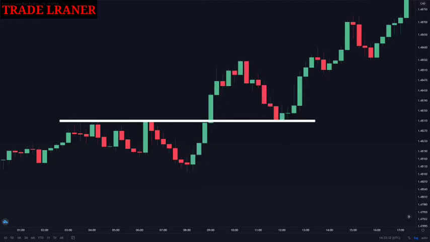And then, we saw the price went up even more and made a pullback once again. And where did the pullback end? The previous resistance now turned support. The same concept also applies for downtrends as well.